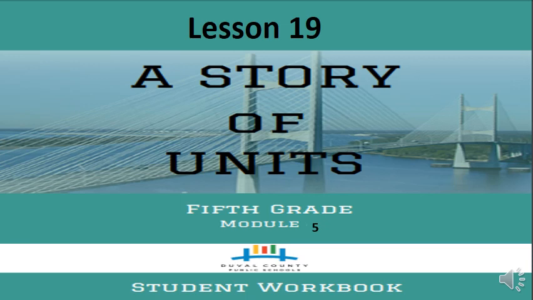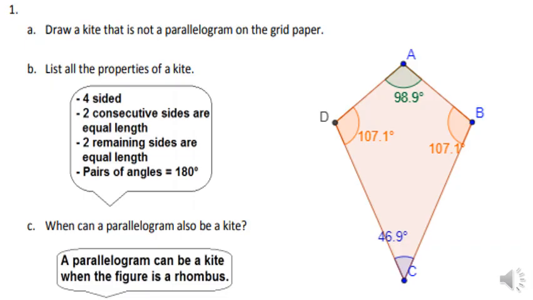Okay, in lesson 19, we're still exploring quadrilaterals. I know they have question 1 done for us, but I think there's some problems with it, so I'm going to go over it. First it says A, draw a kite that is not a parallelogram on grid paper.